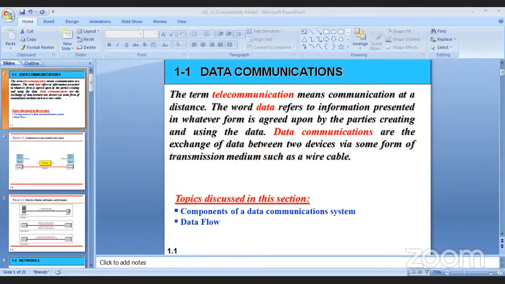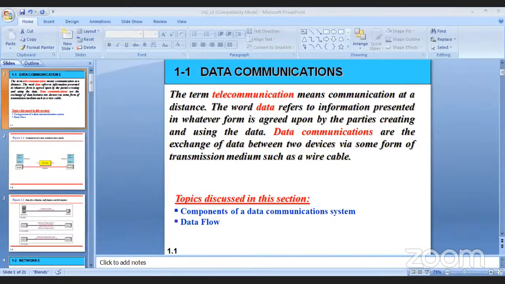Wired communication, and second is wireless. Got it? So a landline phone is wired communication and a mobile phone is wireless communication. So both ways it's a communication.